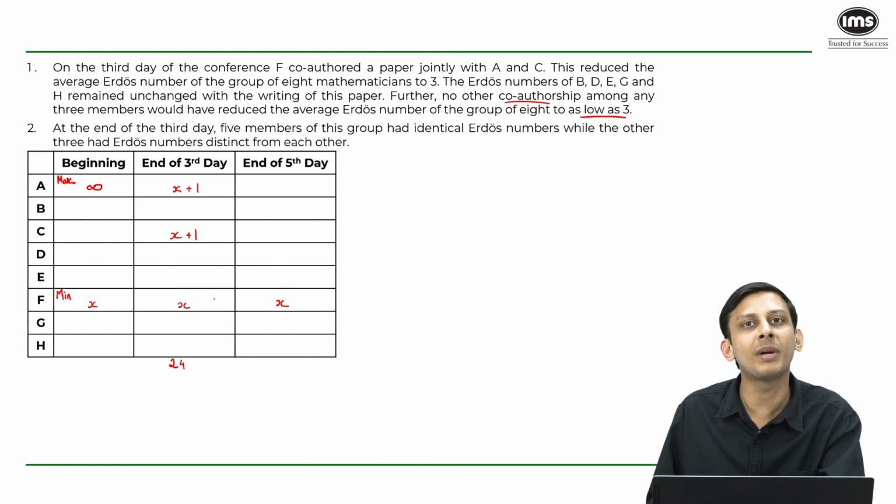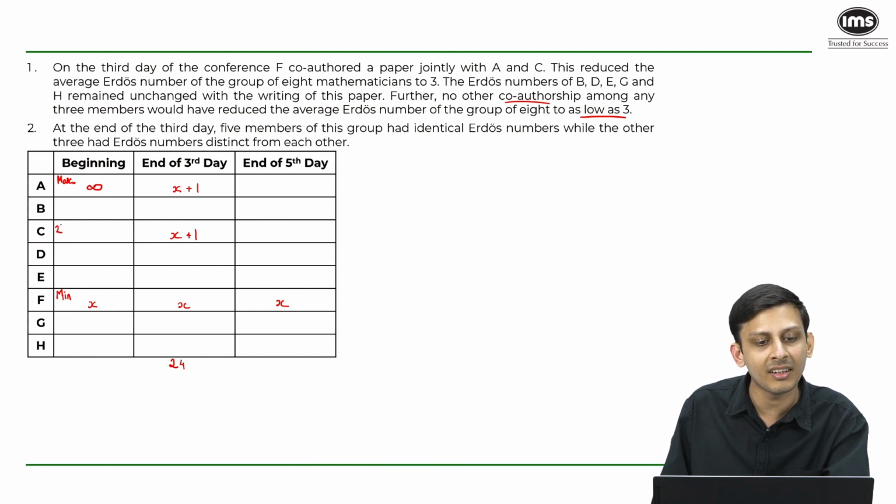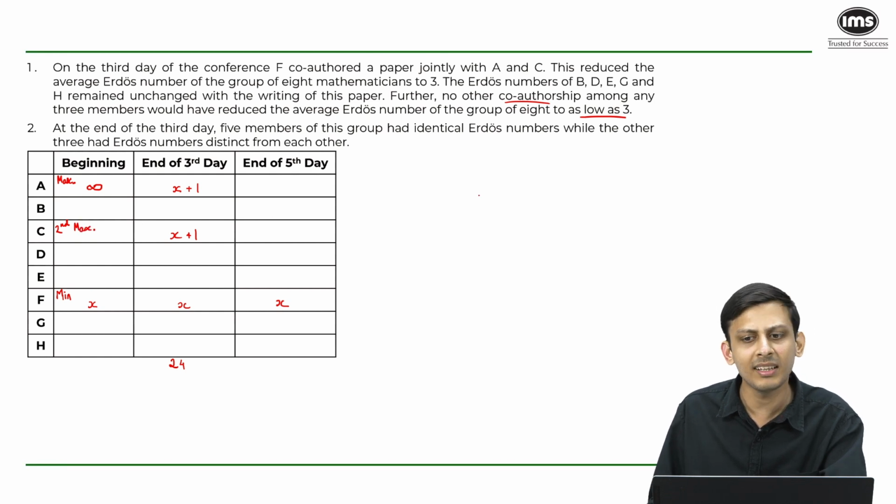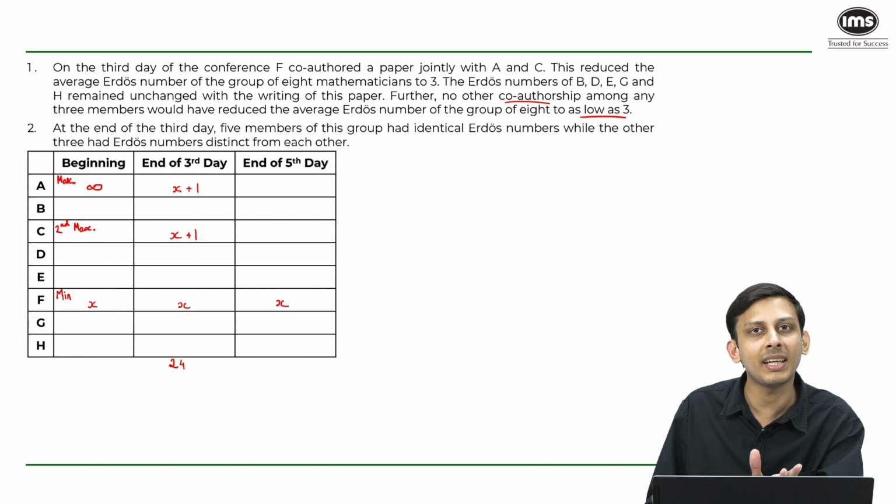So when will we get the maximum reduction? When we are taking the 2 people with the highest Erdos numbers. Okay, and then we are making them collaborate with F, who has the lowest Erdos number, and then these 2 people are getting an Erdos number 1 more than F. So these 2 people, A and C, must have had the 2 highest Erdos numbers at the beginning of the conference. Now we know that A has the maximum with infinity. So C will have the second highest. Okay, so we can write it as second maximum, second highest. And we can just keep that in mind. That is, let's say, the inference from this particular point of information.